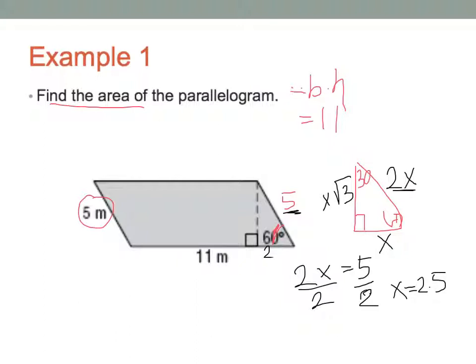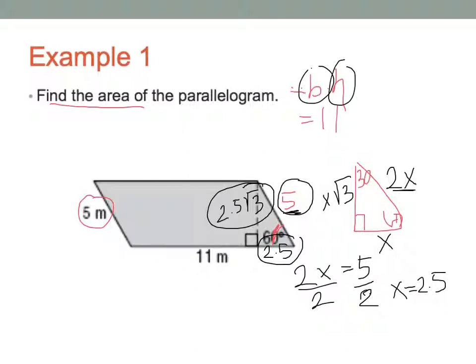So I have 2.5 down here. And just to throw in the height, this is 2.5 root 3. So for every x, I double it and get the hypotenuse, or I multiply it by root 3 and I get the leg. Moving on, I need my base and I need my height.